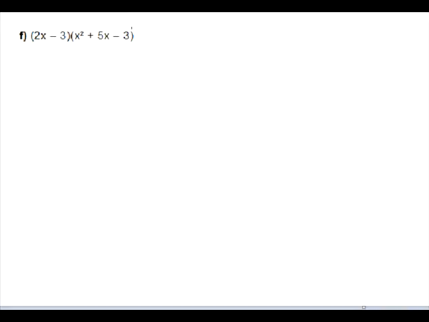Now the reason I want to do this as a class, and I'm going to start it off and let you guys finish in a second, and Keegan is going to help me. Keegan is going to remind me that when I have this 2x, what should I multiply it by? Hopefully Keegan said everything in the right bracket here. So it's going to multiply by x squared, then by 5x, and then finally by minus 3.